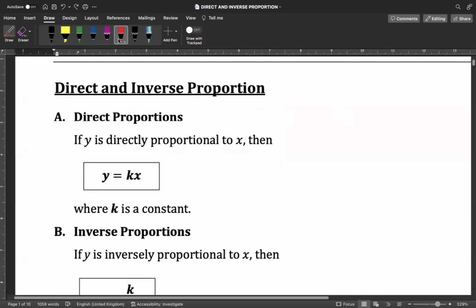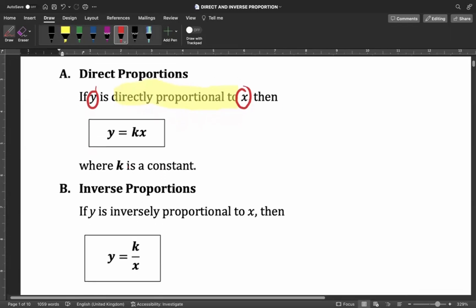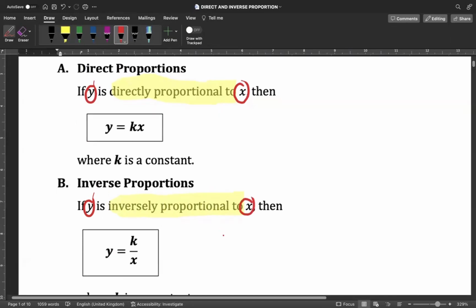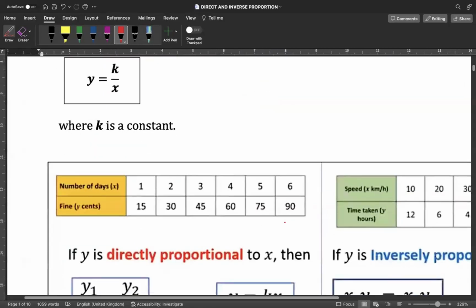Let's recall the concept of direct and inverse proportion. If y is directly proportional to x, then y equals kx, where k is a constant. And for inverse, if y is inversely proportional to x, then y equals k over x. Let's recall also the table proportion for direct and inverse proportion.